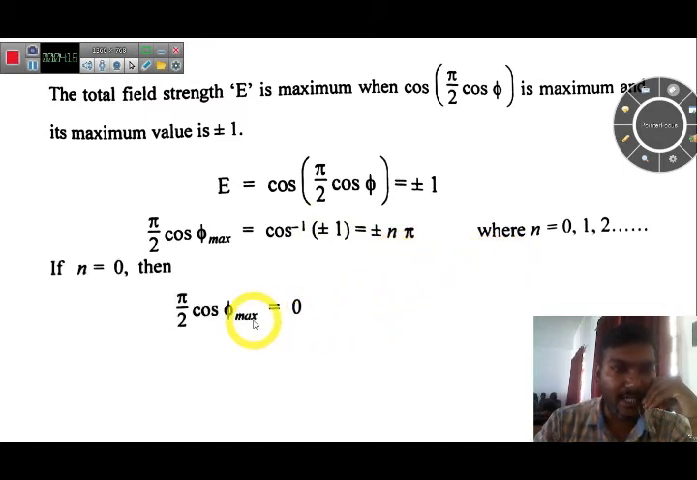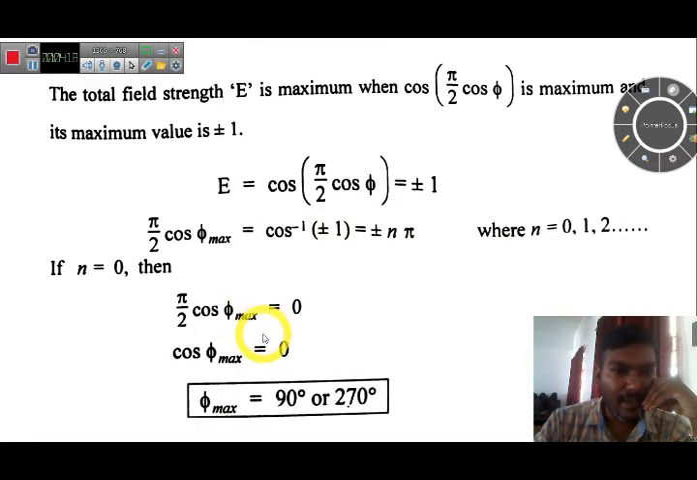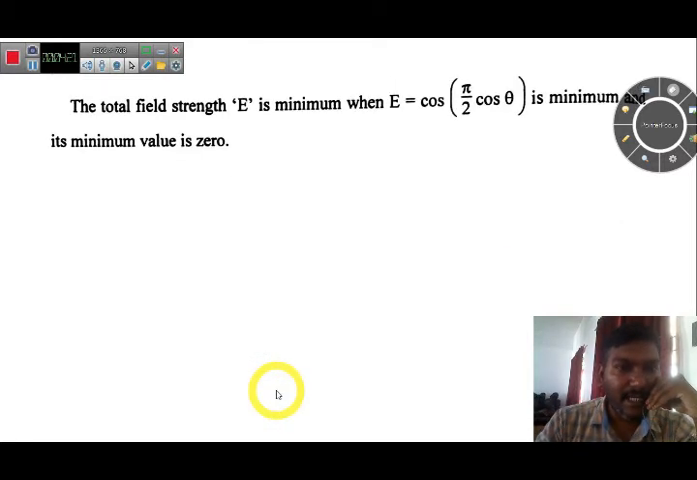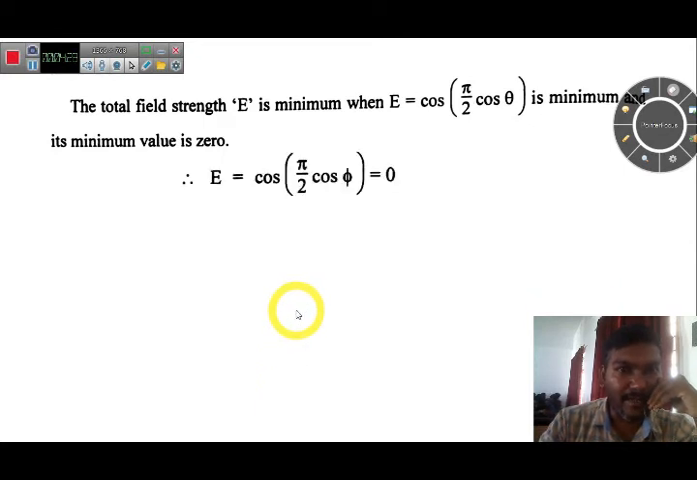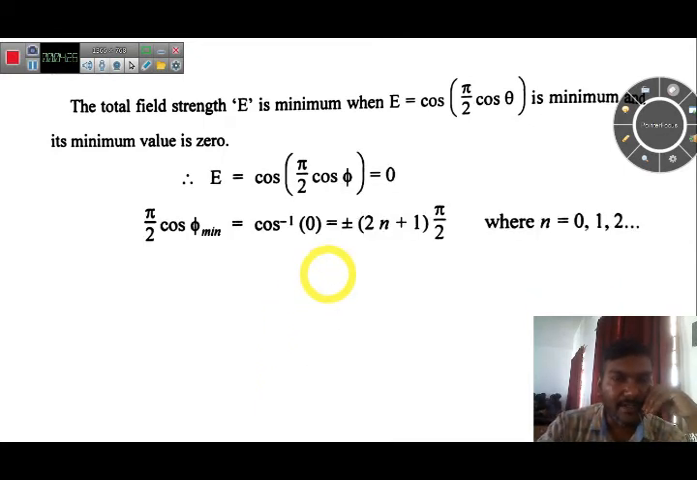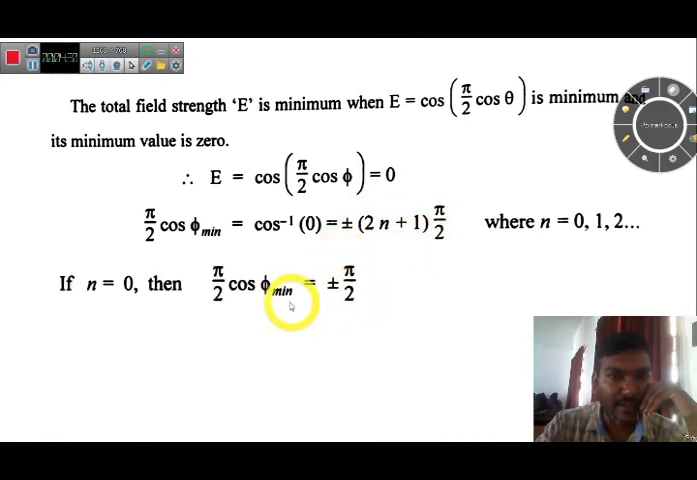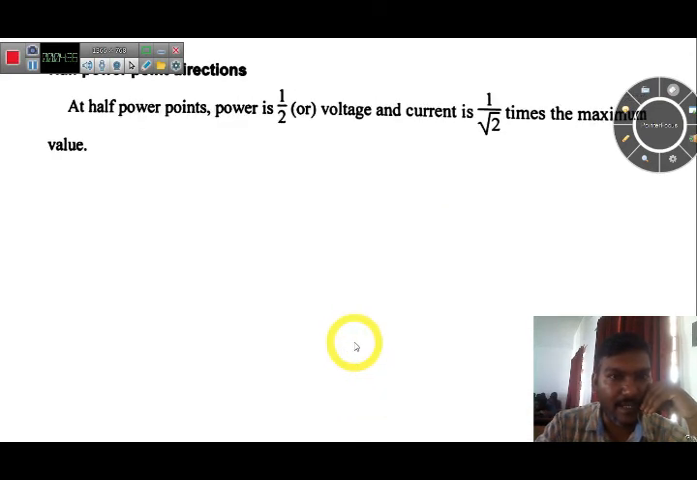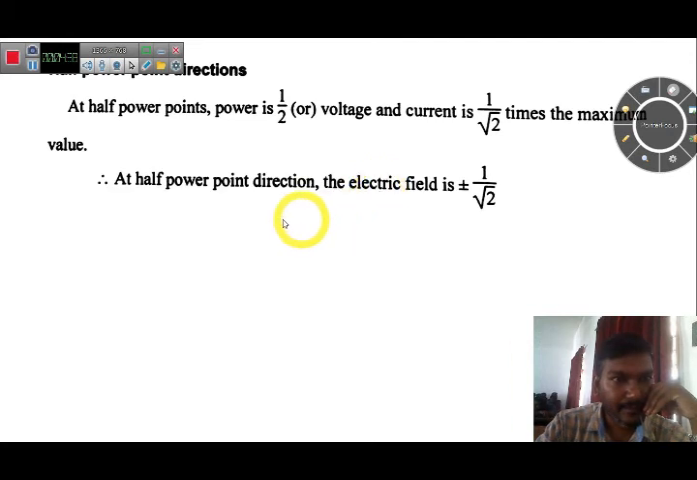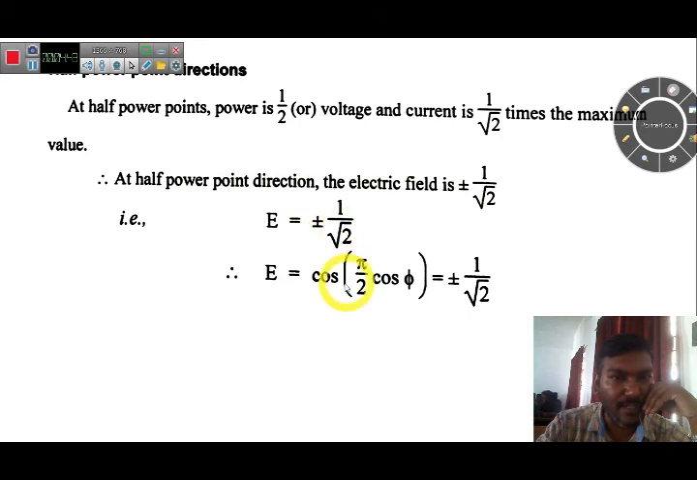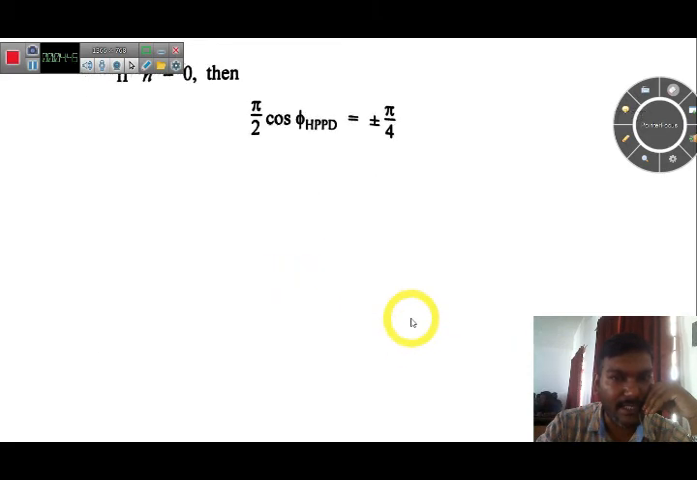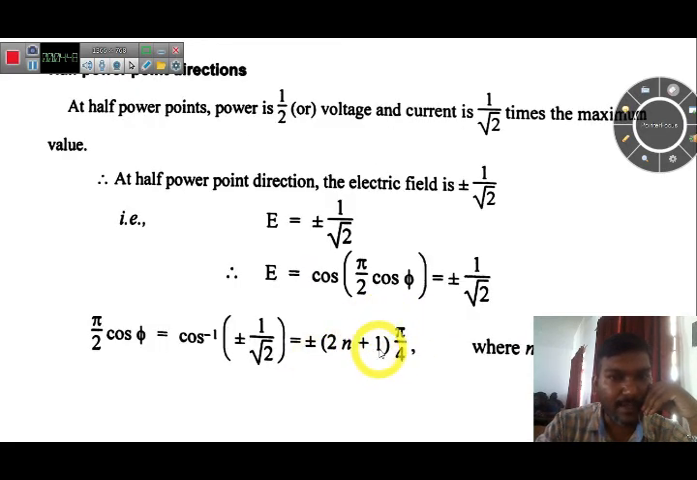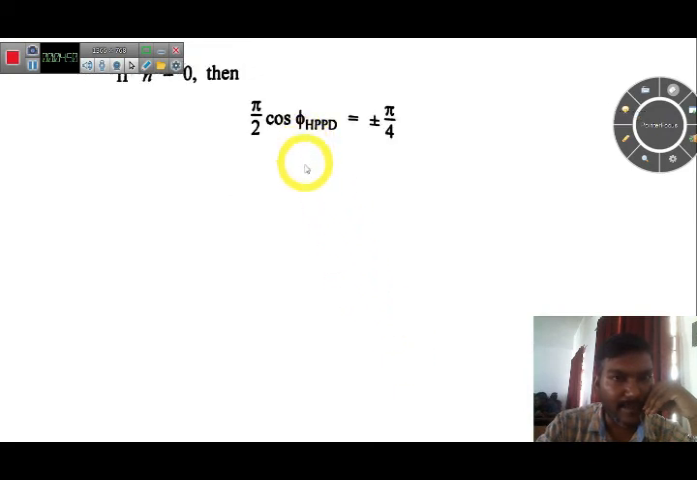If n is equal to 0, we have cos phi equal to 0, which gives phi max equal to 90 or 270 degrees. For the minimum, the value will be 0, which in terms of pi is the general equation plus or minus (2n plus 1) pi by 2. Substituting n equal to 0, cos phi minimum is equal to plus or minus 1, which gives 0 and 180 degrees. For the half power beam, the field value will be 1 by root 2, so the value is plus or minus 1 by root 2. This means the general term is plus or minus (2n plus 1) into pi by 4.